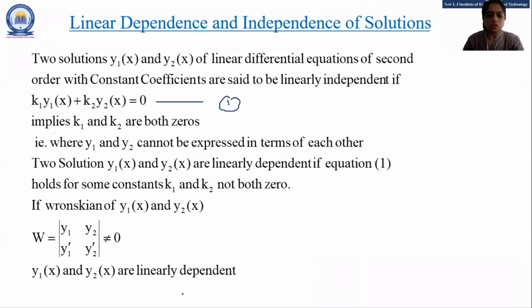Students, here if not equal to 0, this is independent. If equal to 0, then that is dependent. Okay, one minor change is there. If Wronskian is not equal to 0, listen carefully, if Wronskian is not equal to 0, both solutions are linearly independent. If Wronskian is equal to 0, then both solutions are linearly dependent.